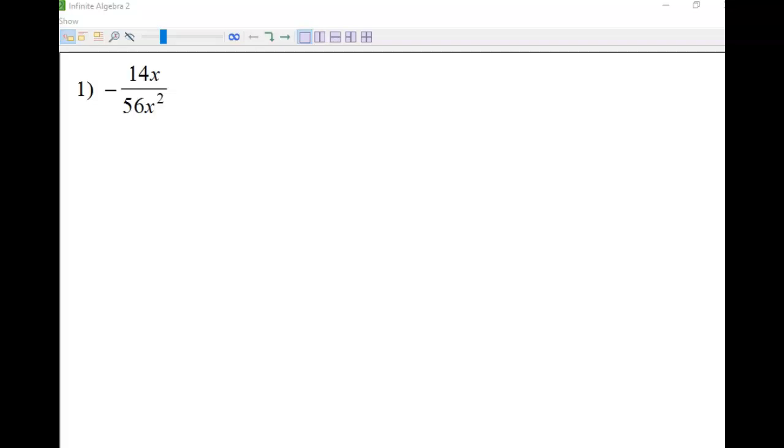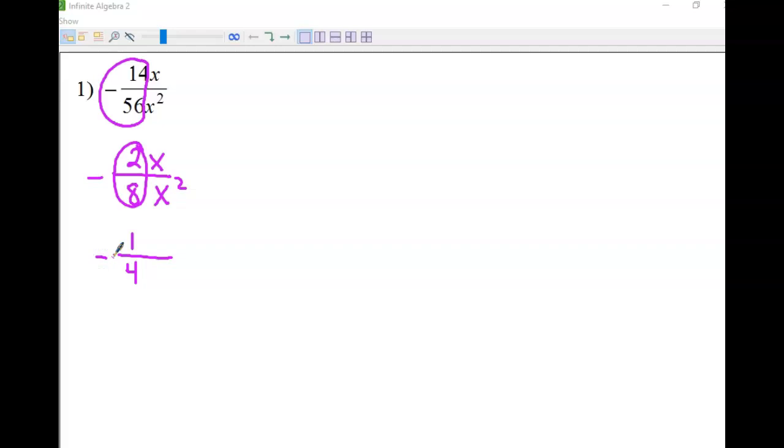So let's begin. The first problem we're looking at is a reducing, or simplifying, problem. Basically what we need to do is reduce the numbers like we normally would. I know 7 goes into 14 twice, and it goes into 56 8 times. I also see I didn't reduce enough. 2 and 8 can be reduced even more. If I divide the top by 2, I get 1. If I divide the bottom by 2, I get 4.